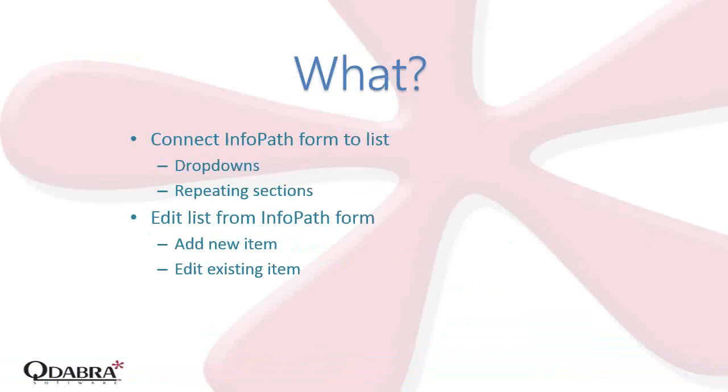First of all, let's go back. What are we trying to do? We're trying to connect an InfoPath form to a list to allow us to edit the repeating data and do it in a way that is smart. There are lots of cases where you'll want to do this today.